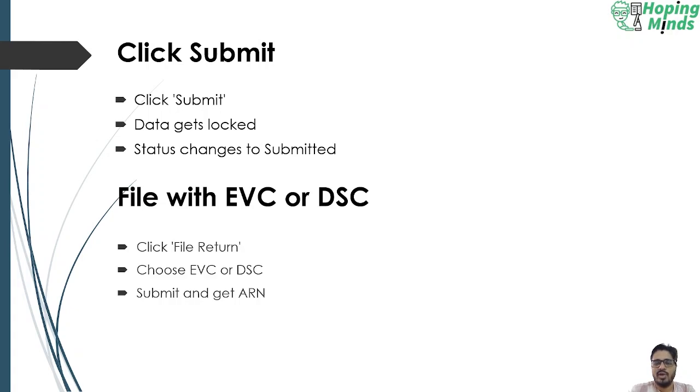That is, on the home page where there are options of different GST returns like GSTR-1, GSTR-2, GSTR-3B, we can find the status of GSTR-1 return changes to submitted. Then we have to finally file the GSTR-1 return using the digital signature certificate or the OTP to be sent on the registered email ID and the phone number. So to finally submit the return, we need to click on the file return option. Then we have to choose the option either EVC or DSC and finally submit the GST return and the ARN will be generated.